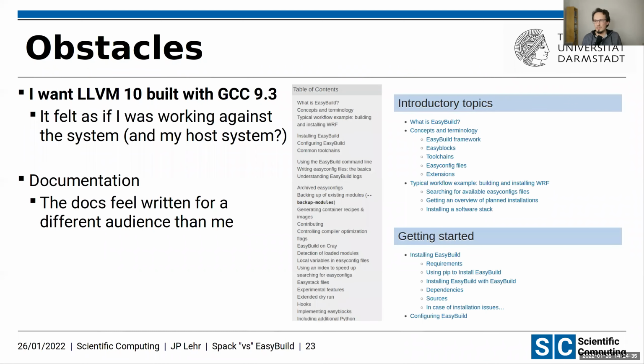And this is also the sort of obstacle that I came across. I want LLVM 10 built with GCC 9.3, and I felt as if I was working against the system somehow. Now, I don't know if I was actually working against EasyBuild or the combination of EasyBuild and my host system, right? Because I don't know of any cluster that actually runs Manjaro. So it might just be the problem here.